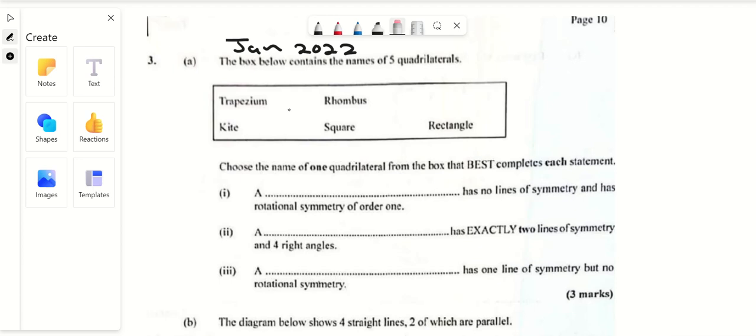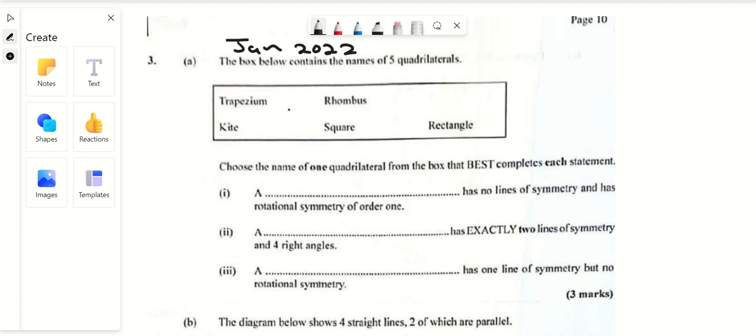Okay, good day everyone. So today we'll be doing January 2022, number 3, right? And in this question, the first question, they said the box below contains the names of 5 quadrilaterals. Quadrilateral just means four-sided shapes, right? We have trapezium, a rhombus, a kite, a square, a rectangle.